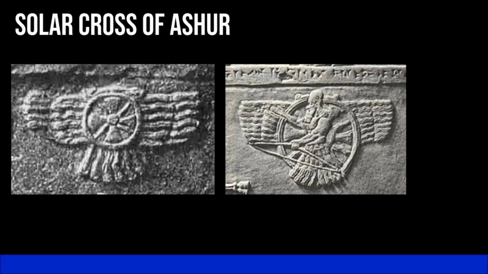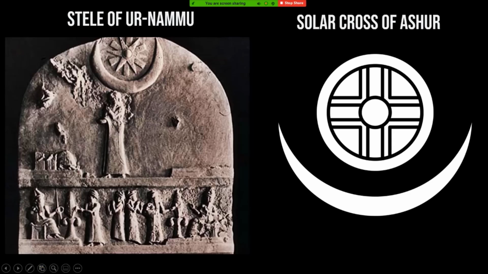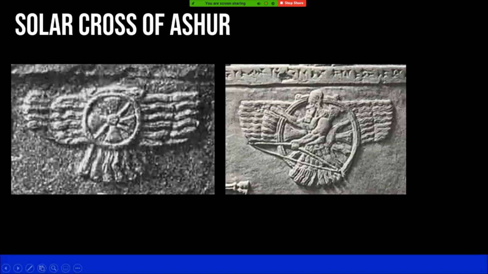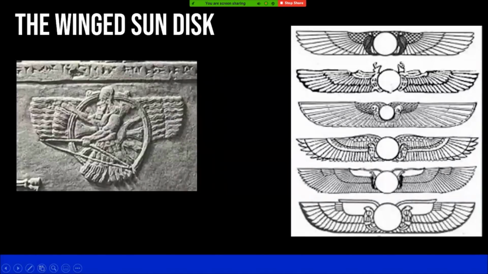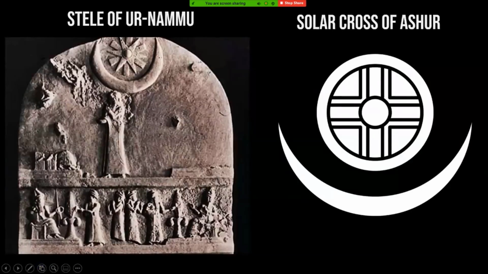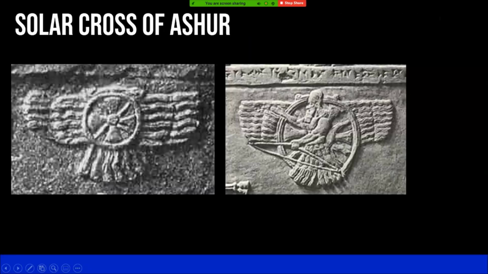Here's the solar cross of Assur again. If we take a look, we can see it's slightly different. So this was the original photo here, but we can still see it. We can see the wings are being represented by the crescent moon. And then we can see the centerpiece here where the cross is. The centerpiece with the cross is still actually there. So we can see the cross. So we've got the cross and we've got the crescent moon. They just changed the crescent moon to wings.